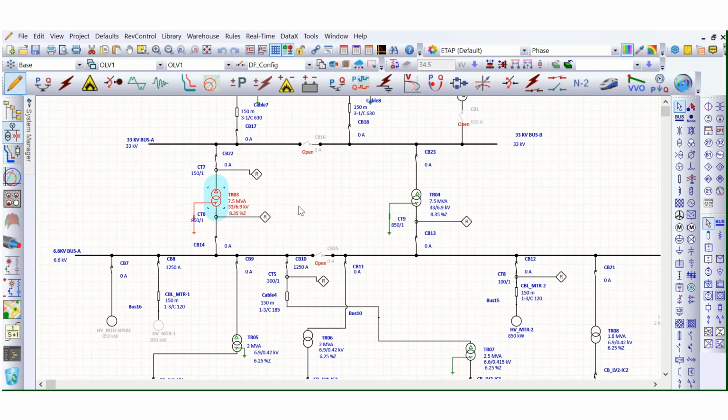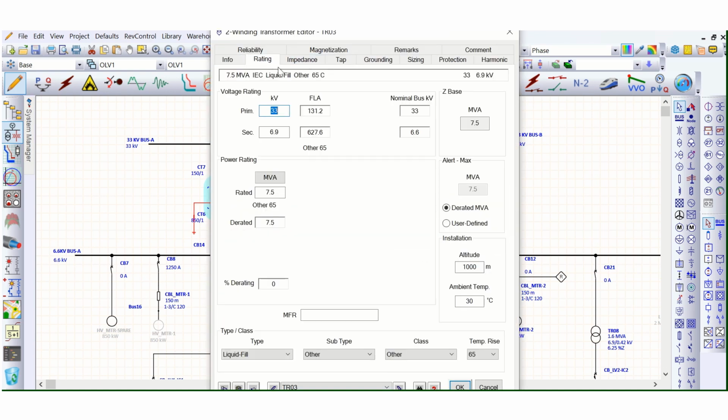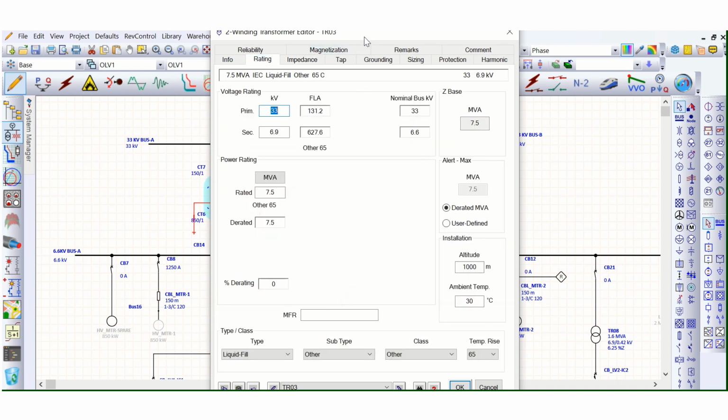In this video, I will cover the transformer impedance, basically based on the transformer rating, what will be the impedance, and more specifically, if it is an ONAN, ONAF transformer, depending on the base MVA, the transformer MVA, how the impedance will get changed, how to do that manually, and if you have the OEM data, that's okay.